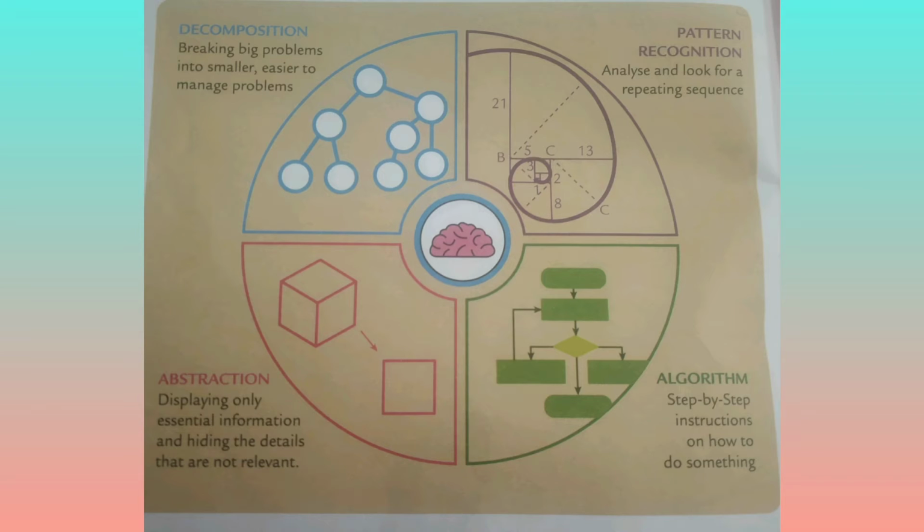So it can be studied in 4 different categories, or we can classify it in 4 different manners, like first is decomposition, second pattern recognition, third algorithm, and fourth abstraction. These are the characteristics of computational thinking. So if a particular problem is very big or complex, then with the help of these 4 steps, we can definitely achieve the solution for that complex task. So let us see one by one.